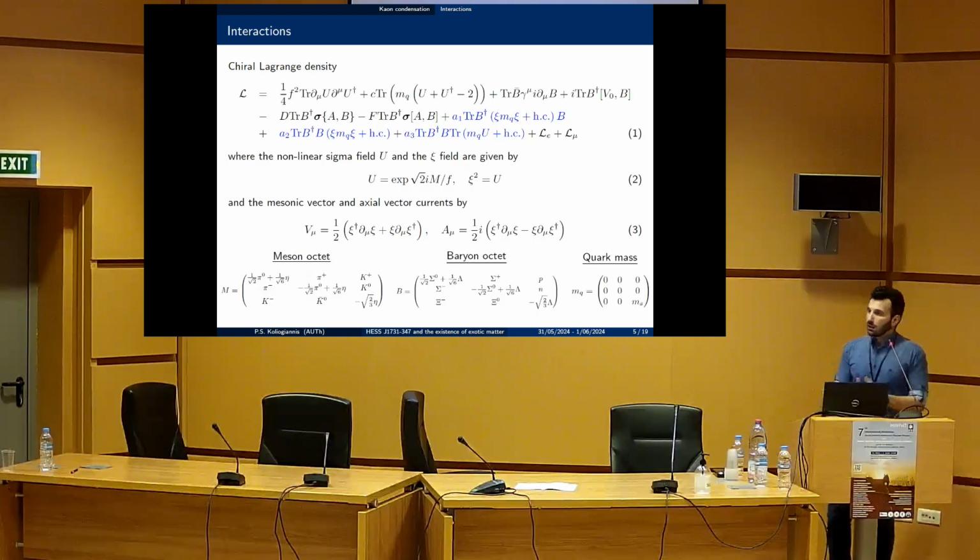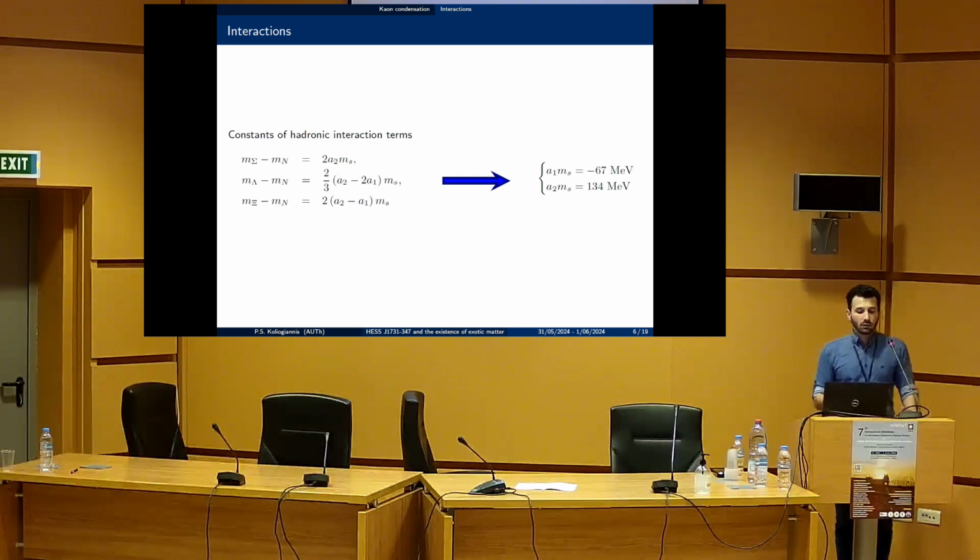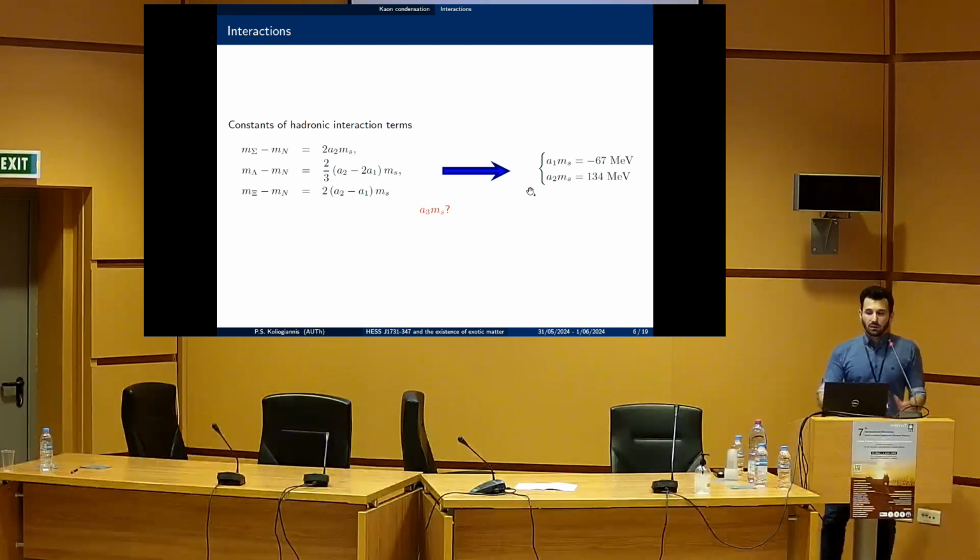Now our starting point for the kaon condensation is the effective chiral Lagrange density, where I will just focus on these highlighted terms that are the hadronic interaction terms that we need to constrain. The constants of the hadronic interaction terms are determined by these 3 relations, which actually provide 2 out of 3 constants. But what about the third one?